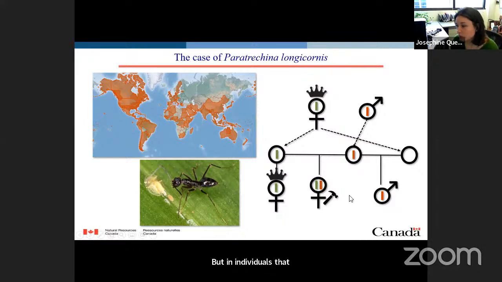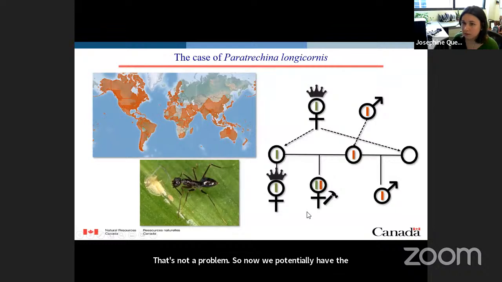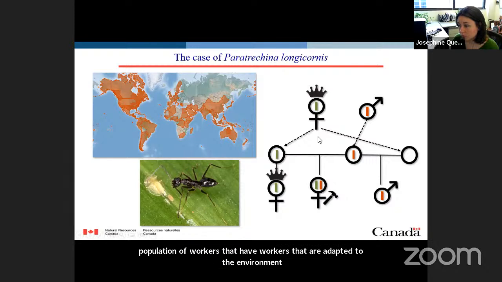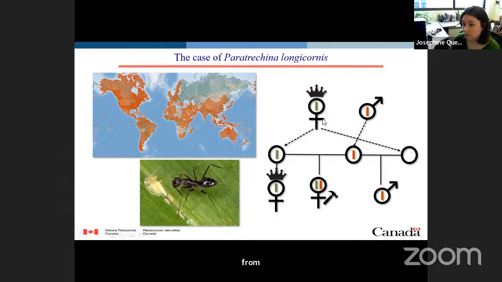So now we potentially have a population of workers that are adapted to the environment from the native range of the female species, but also the native range of the father species, which is the introduction range of the female species. So you now have very adaptable worker colonies. And this makes Paratrechina longicornis highly invasive.